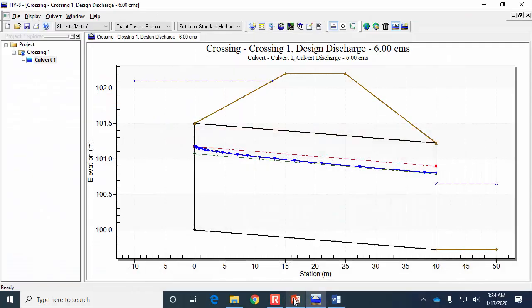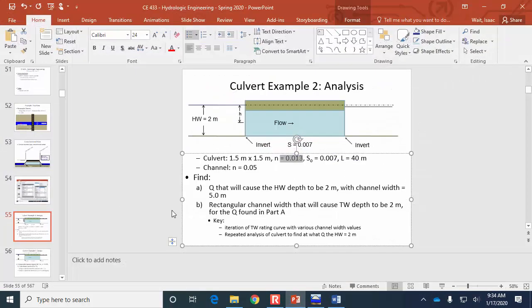All right, so let's do part B. Part B was asking to find the rectangular channel width that will cause the tailwater depth to be 2 for the flow rate found in part A. What does that mean? So part B is saying, for Q equals 5.70 cubic meters per second, how wide does the channel have to be for the depth to equal 2 meters?